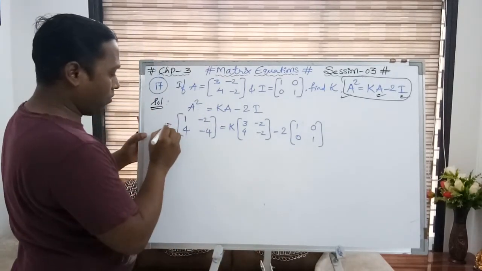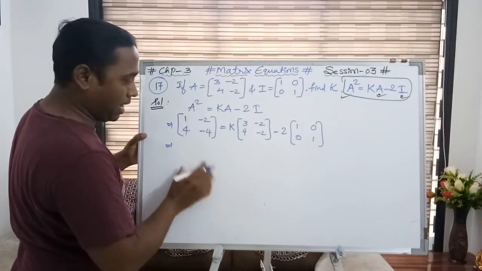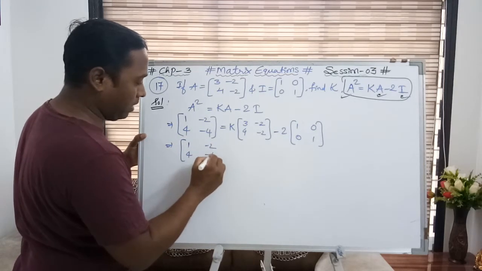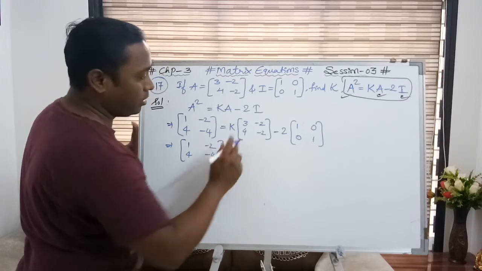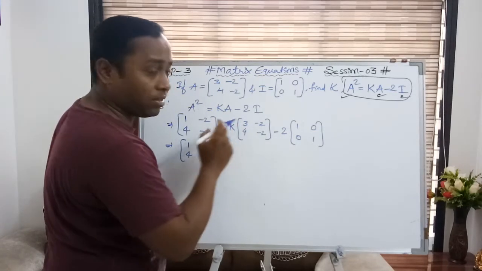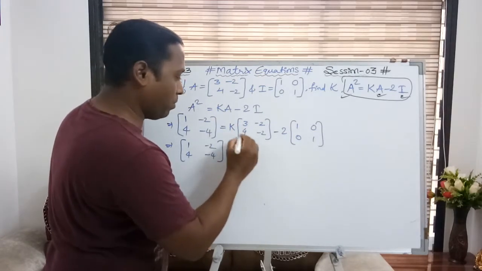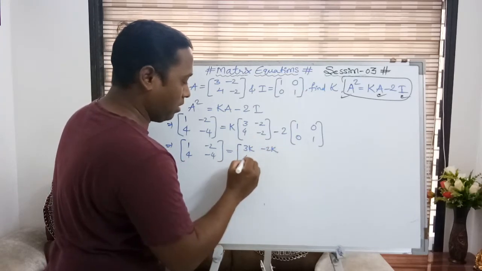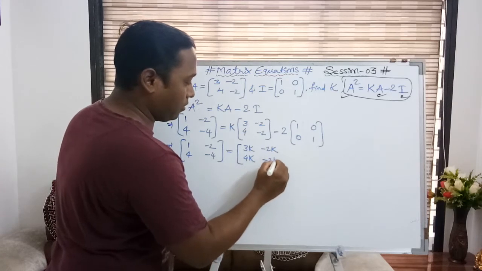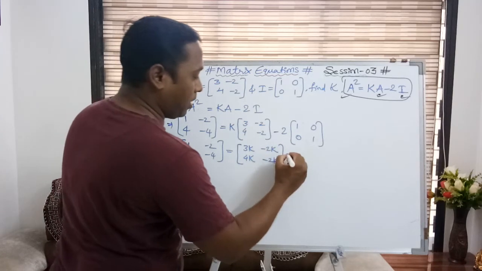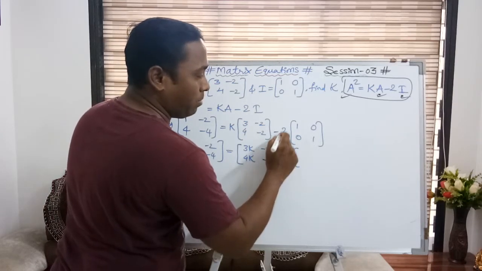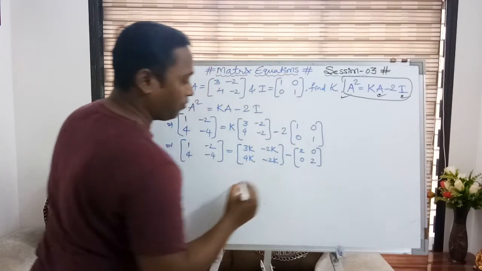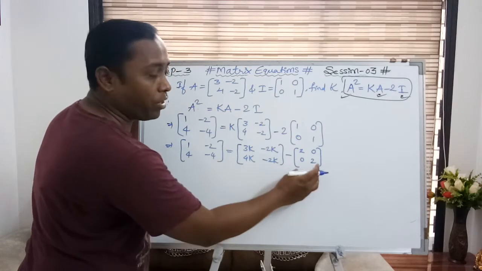Hence now it will be as it is, because the single matrix 1 minus 2 4 minus 4. Here each and every element is multiplied with K. So this matrix becomes what? 3 into K, 3K minus 2K, 4K minus 2K, minus 2 multiplied gives 2 0 0 2. In the next step, these matrices are going to be subtracted.